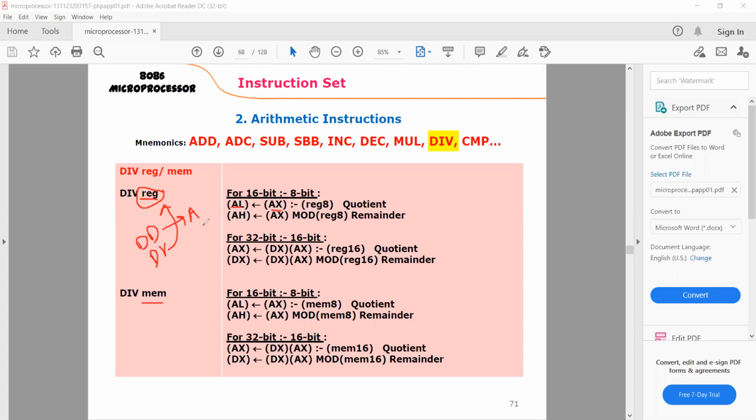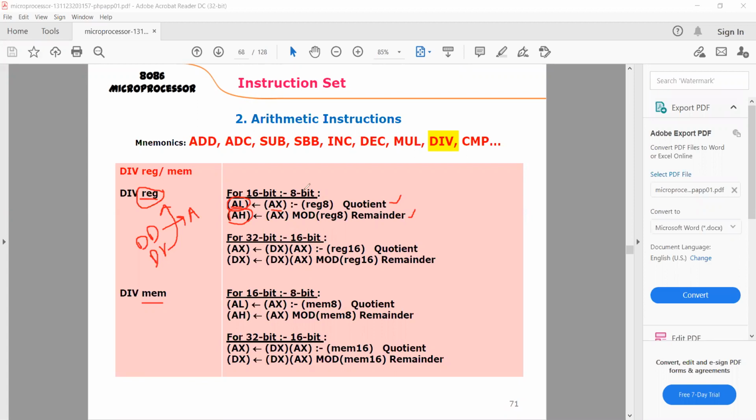And for division, we will get two results: one is the quotient and the other one is the remainder. Where do you save these quotients and remainders? The quotient will always be stored in the AL register, and the remainder will always be stored in the AH register.